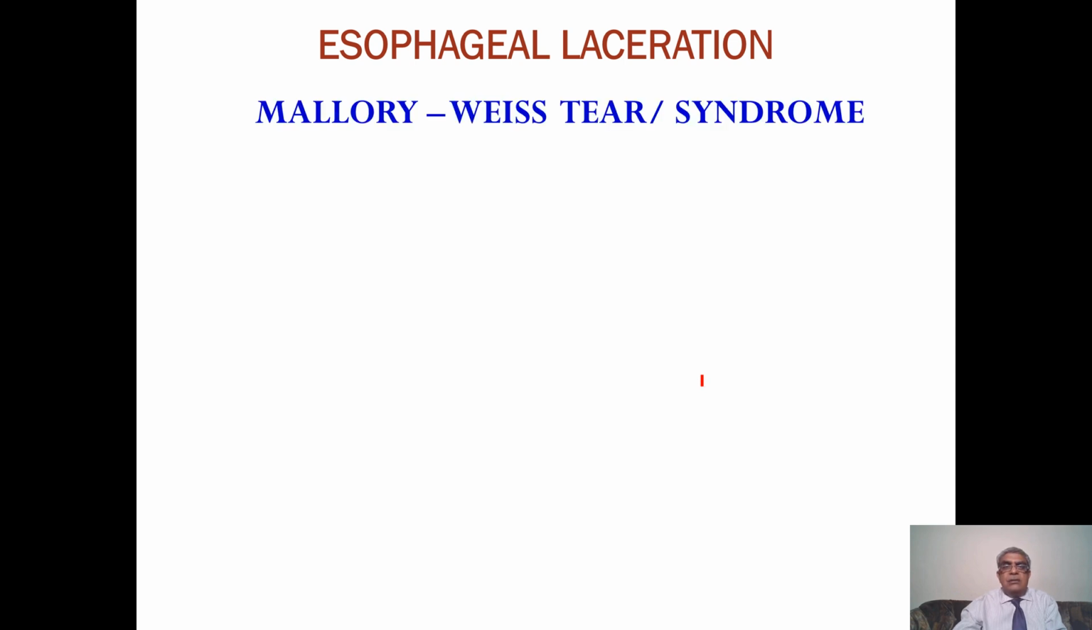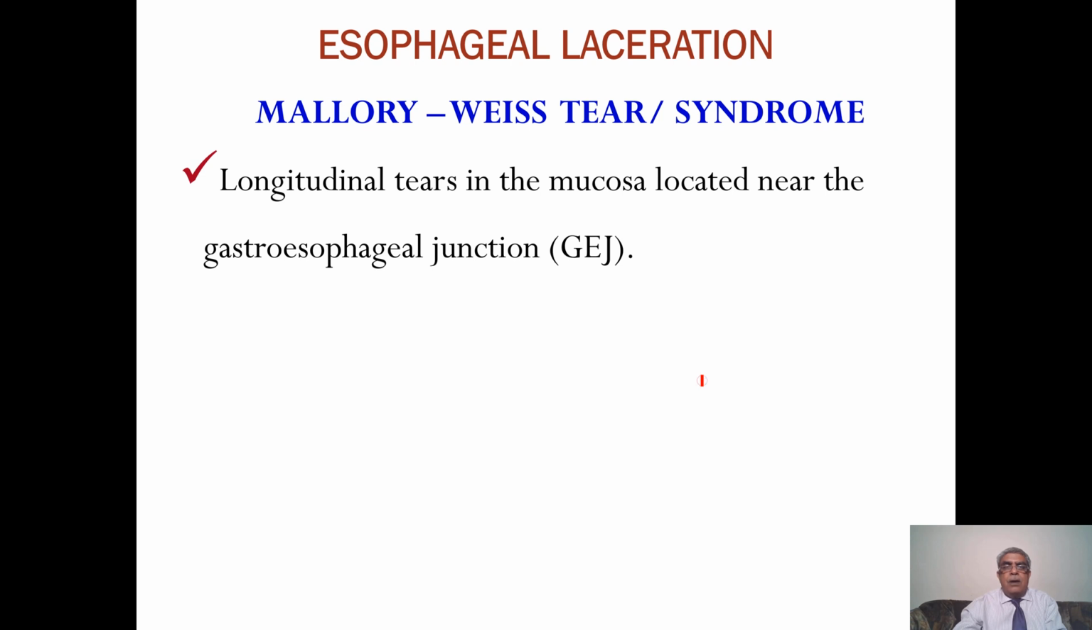Next is esophageal laceration. And when we discuss esophageal laceration, we discuss a syndrome which is known as Mallory Weiss tear or Mallory Weiss syndrome. Now here I give you a hint to remember it. If you say Mallory Weiss syndrome, remember the word M. So the tear is in the mucosa. Mucosa also stands with M, right? So longitudinal tears in the mucosa located near the gastroesophageal junction.